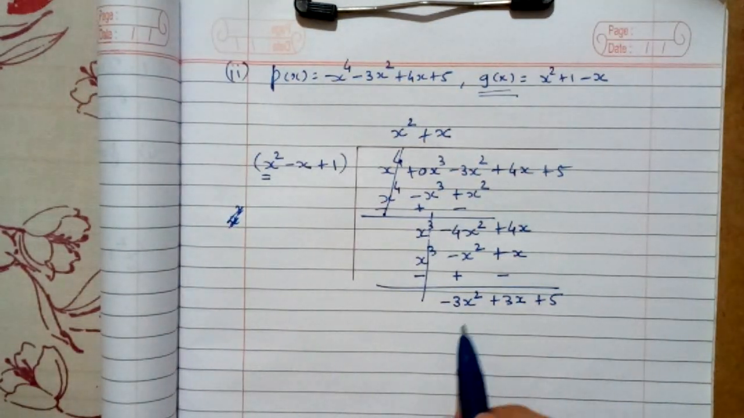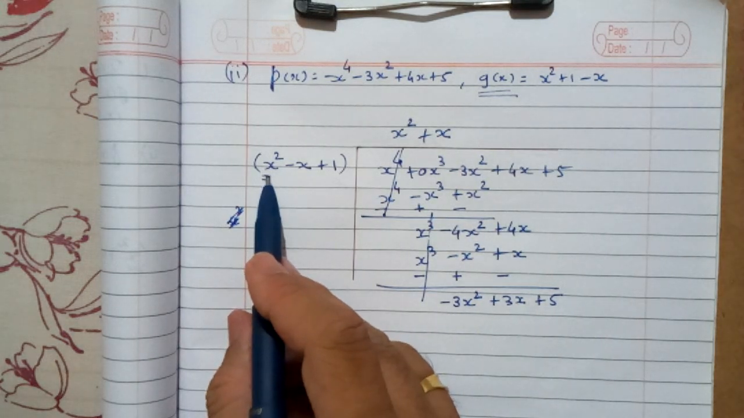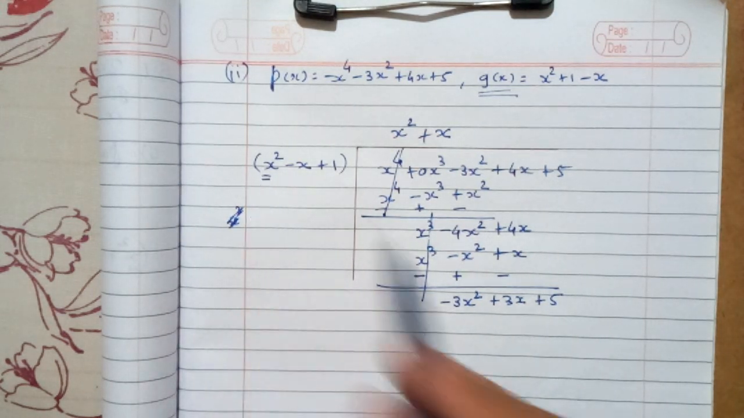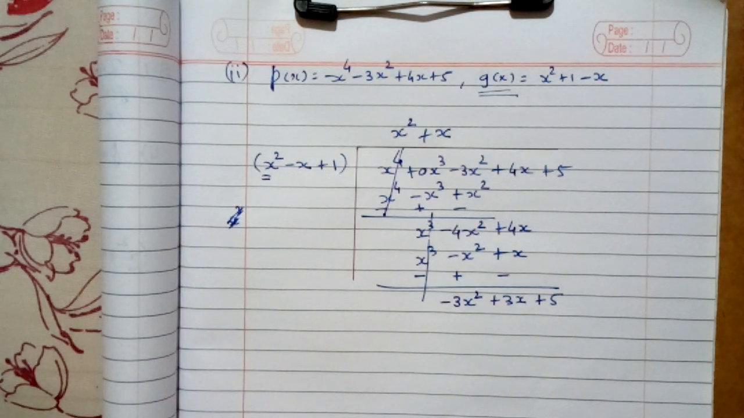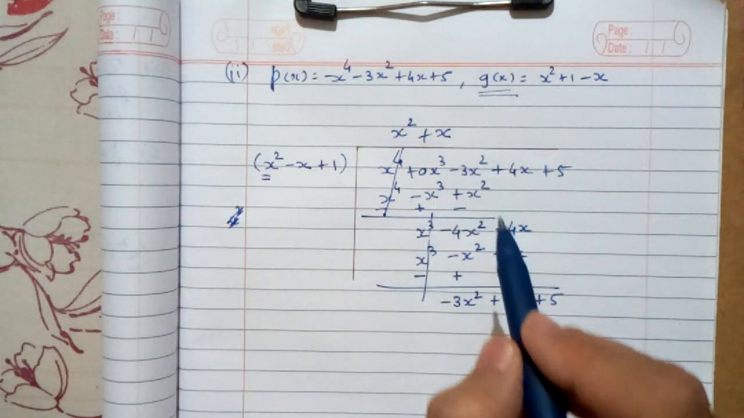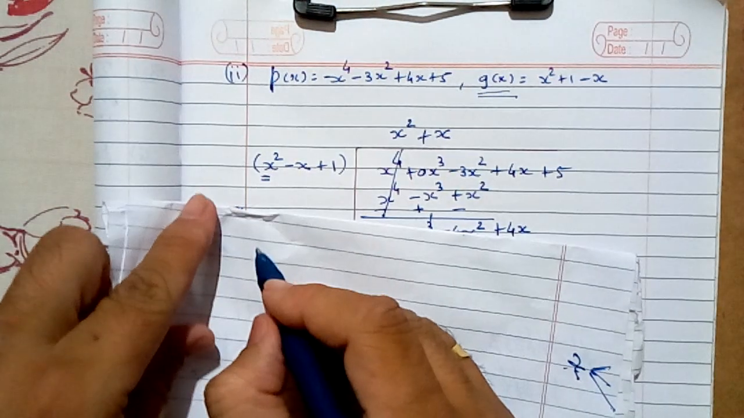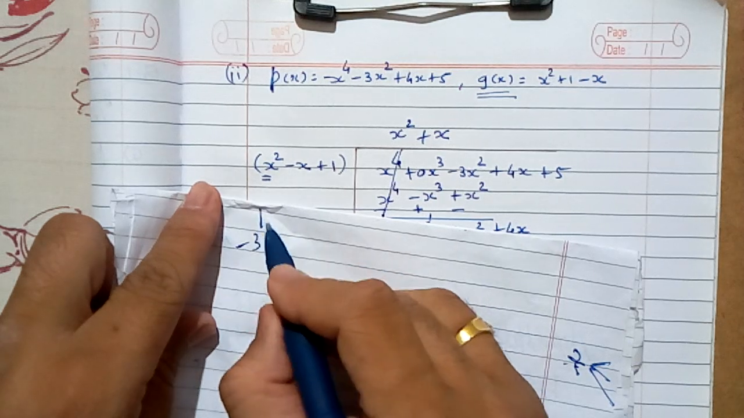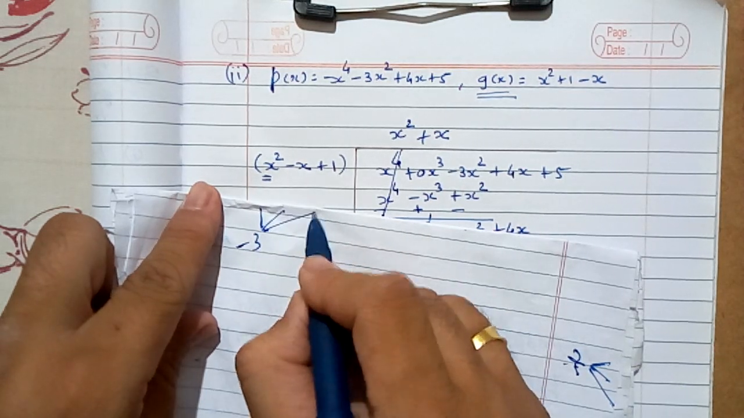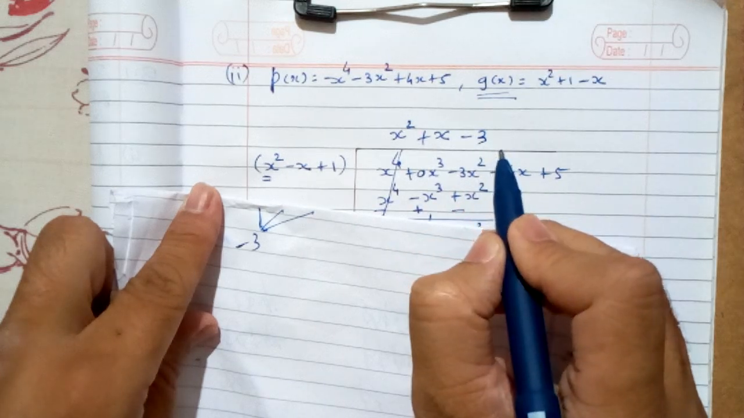Again you have to think about this first term. This term you have to get by multiplying x square by something. What to multiply? You can determine. What should be the coefficient? Minus 3. So minus 3 should be multiplied with x square, with minus x and plus 1, with all terms. So minus 3, that is your answer.